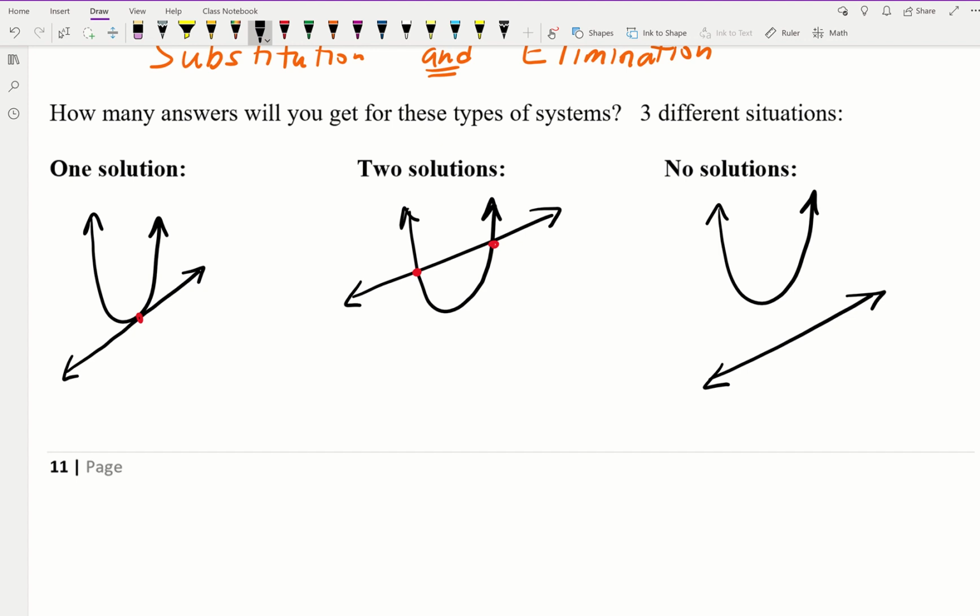So graphically, those are the 3 things that can happen. You might notice that there is no infinitely many solutions, and that's because a line and a parabola will never be the exact same function. So that gets thrown out in these type of problems.